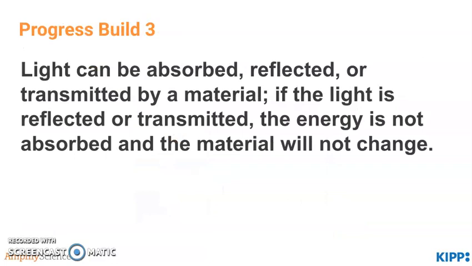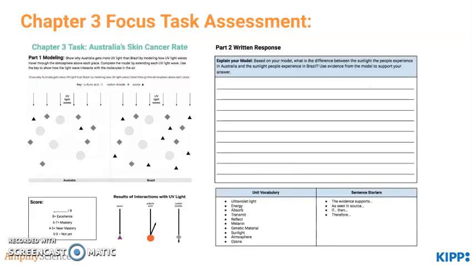By the end of this chapter, students should have reached Progress Build 3, meaning they understand that light can be absorbed, reflected, or transmitted by a material. If the light is reflected or transmitted, the energy is not absorbed and the material will not change. Students show their knowledge of Progress Build 3 on the Chapter 3 focus task, which includes modeling and writing.